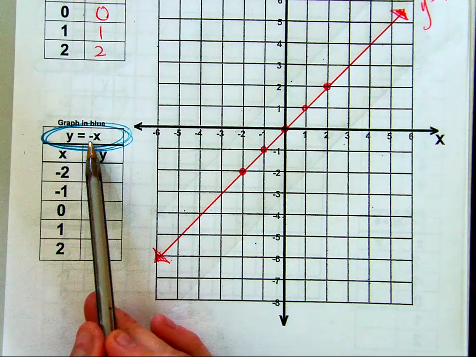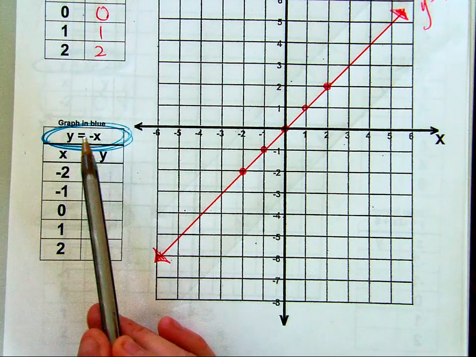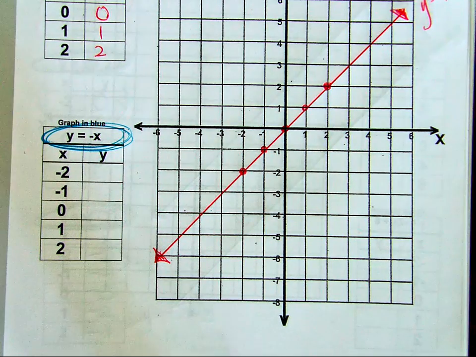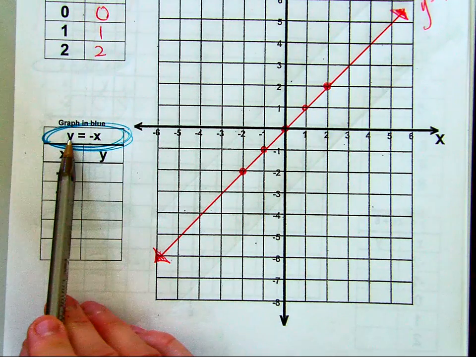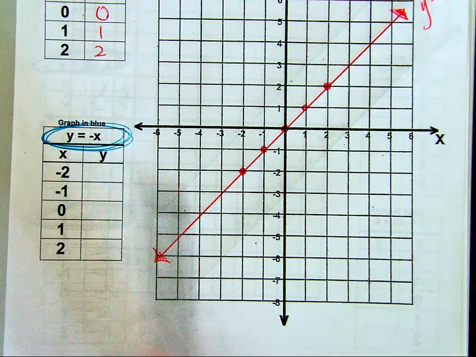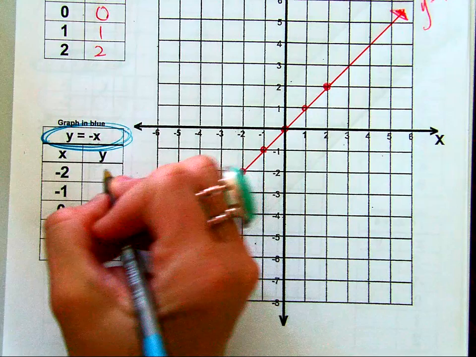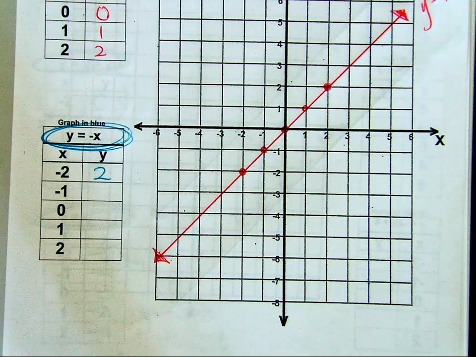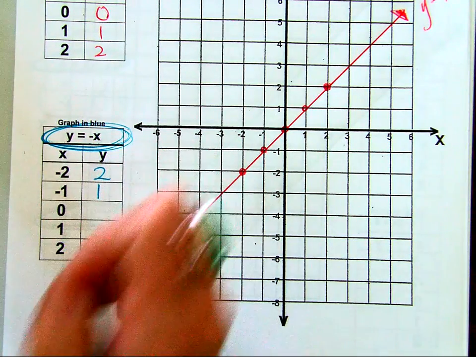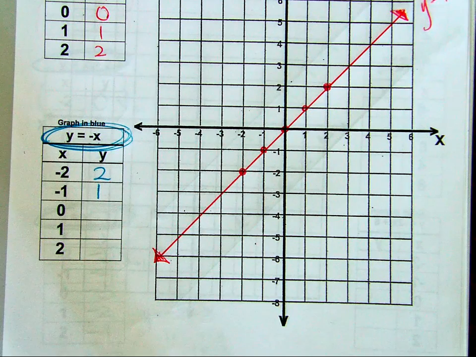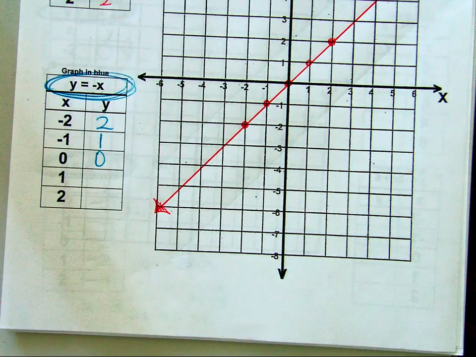So listen to what I'm saying before you write anything. The y value is the opposite of the x value. So if the x value is -2, the y value is +2. Good. What's the opposite of 0? Just 0. Can't have a positive or negative 0. The opposite of 1 is? And the opposite of 2?